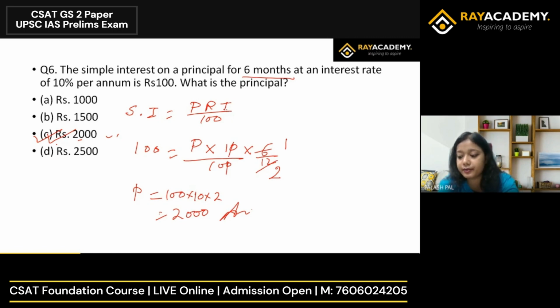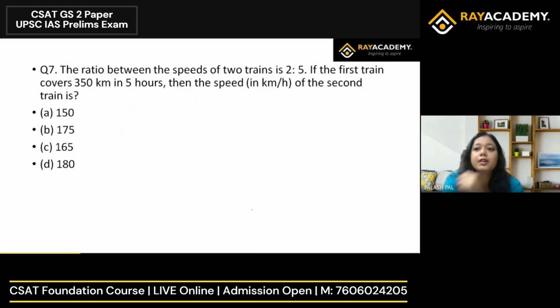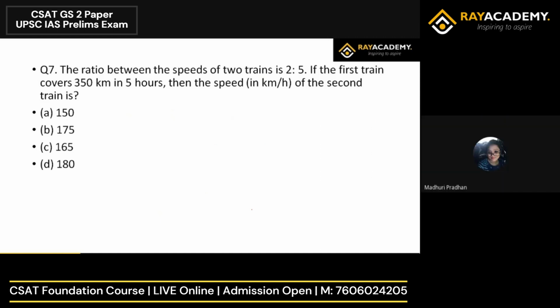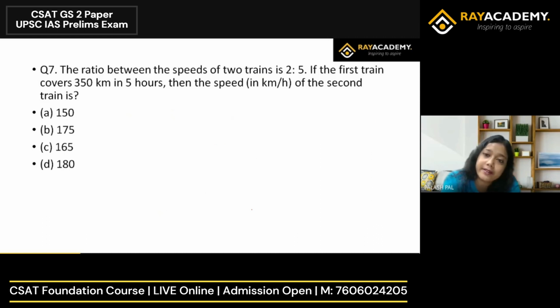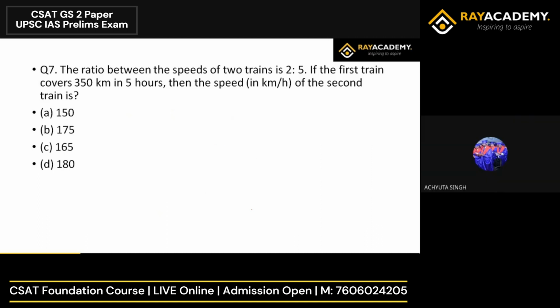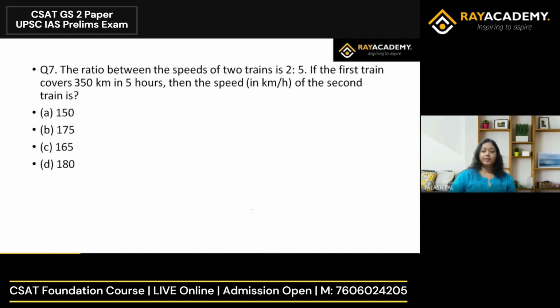Okay. Next question. The ratio between the speeds of the two trains is 2:5. If the first train covers 350 km in 5 hours, then find the speed of the second train. So this is a problem on trains, that means it is totally related to time and distance. So first, the fast train.